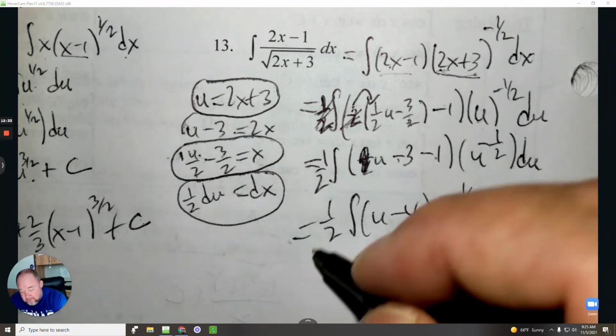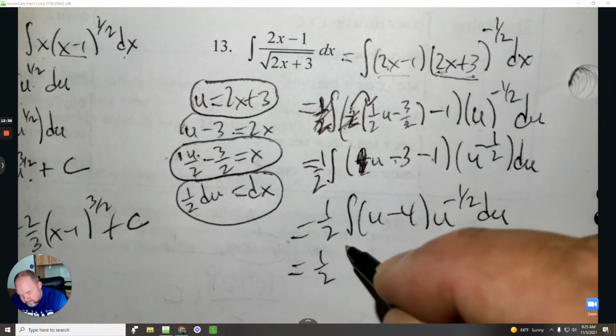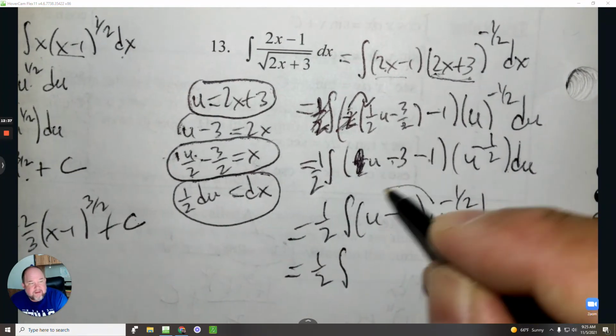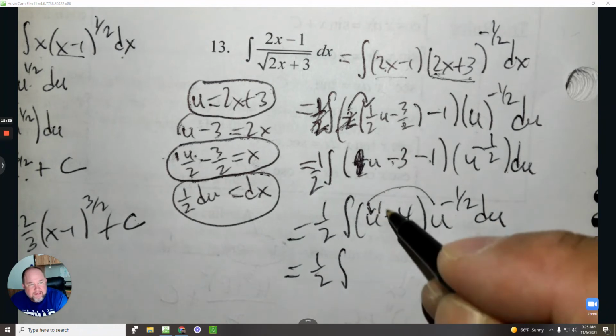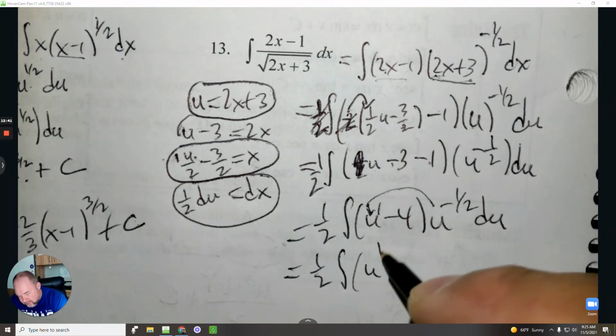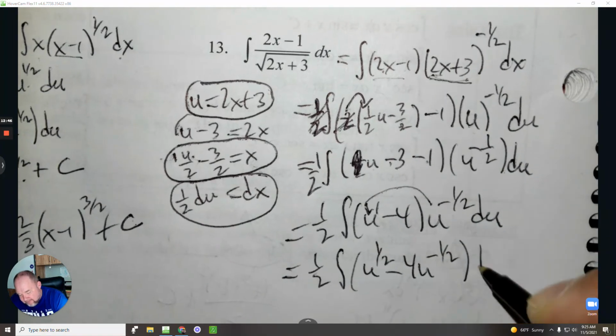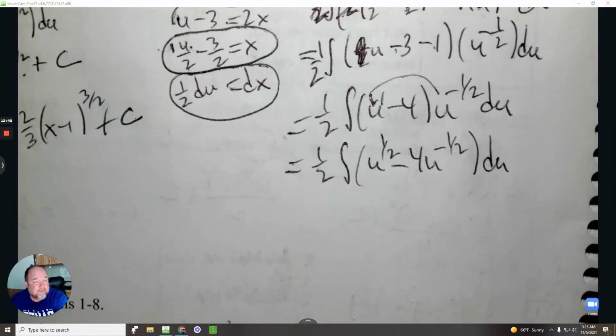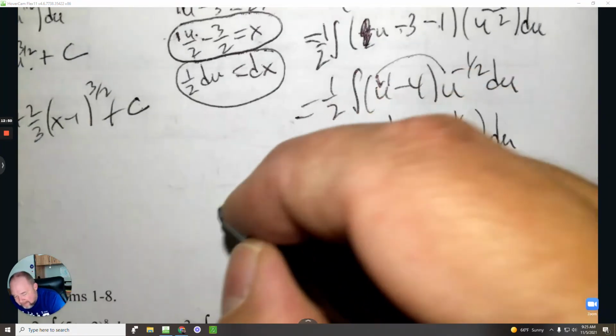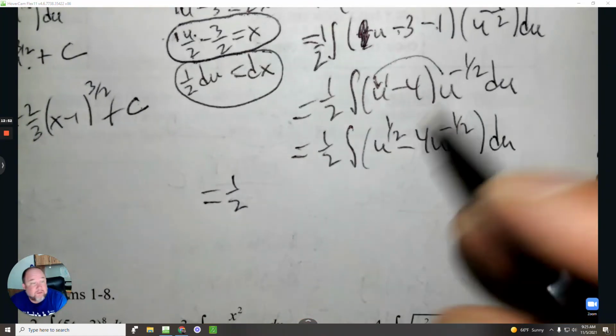And then I'm going to distribute. So u to the negative 1/2 times u, add the exponents, that's u to the positive 1/2. Negative 4 times u to the negative 1/2 is just that. They go beside each other. And then at this step, you can actually do the integration.